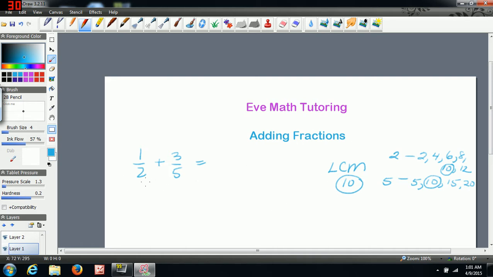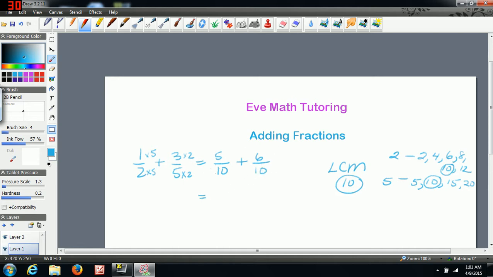So now what I have to do is change this number 2 to the number 10. So in order to do that, I multiply it by 5. And whenever I do the bottom of a fraction, I have to do the same thing to the top in order not to change the fraction. So I'm just writing it in a different format. Now over here, how do I make 5 into 10? Well, I multiply it by 2. Okay, so this becomes 6 over 10.